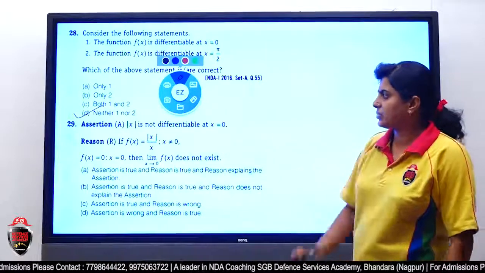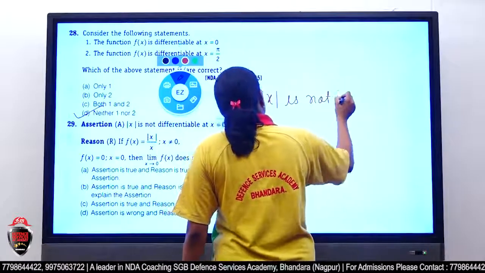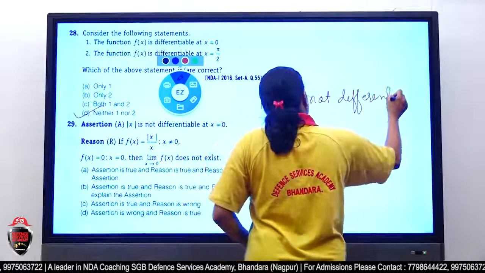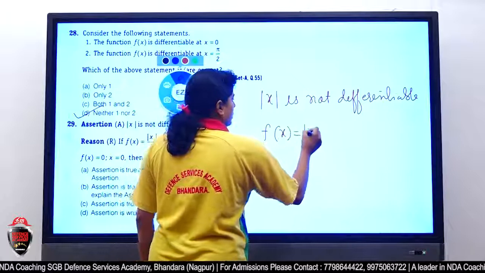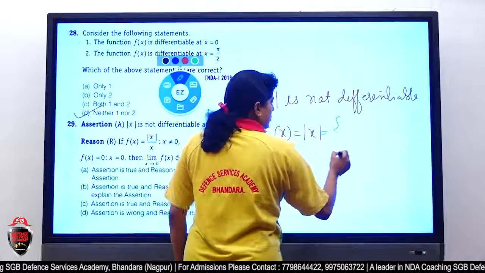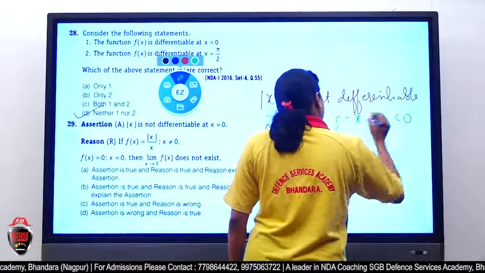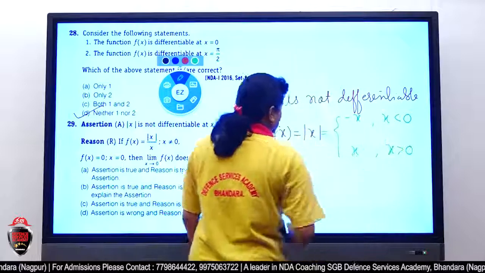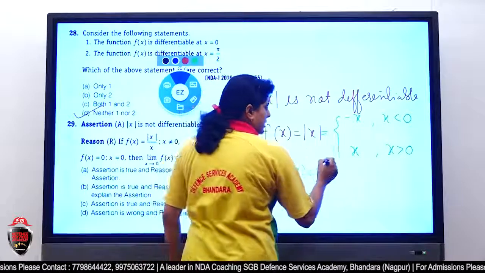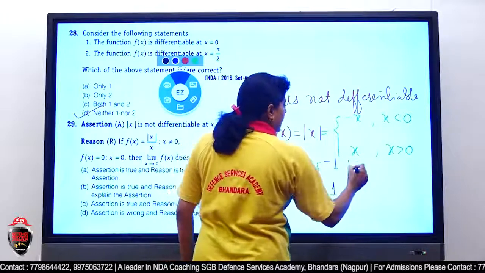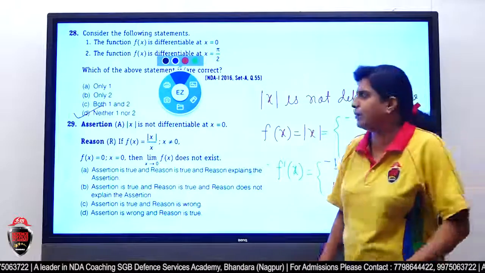बढ़ते हैं नेक्स्ट क्वेश्चन के तरफ, that is mod of x. See, that is x is not differentiable. सही बात है, क्योंकि ये नॉट डिफरेंशिएबल क्यों होता है बेटा? बिकॉज व्हेन वी आर कंसीडरिंग द फंक्शन इज इक्वल टू mod of x, so this gives us the two values minus x and plus x. माइनस x कब देता है? तो x लेस देन 0, और ये कब मिलता है? तो x ग्रेटर देन 0. इट मीन्स f dash of x is equal to कहाँ से कहाँ तक? डेरिवेटिव ऑफ माइनस x माइनस 1, डेरिवेटिव ऑफ x 1, लेफ्ट हैंड डेरिवेटिव इज नॉट इक्वल्स टू राइट हैंड डेरिवेटिव, सो फंक्शन mod of x इज नॉट डिफरेंशिएबल एट x इज इक्वल टू 0.